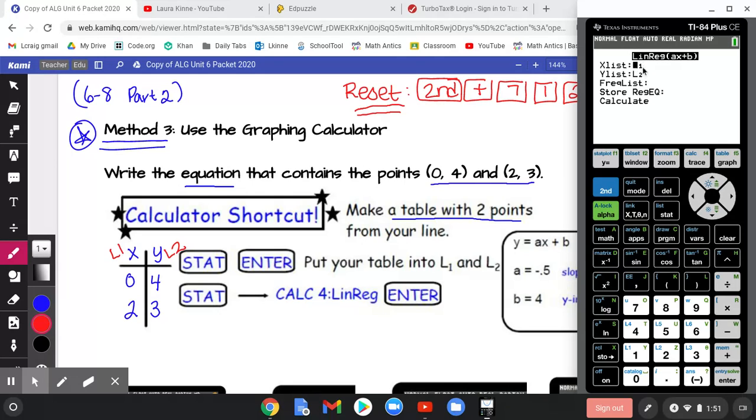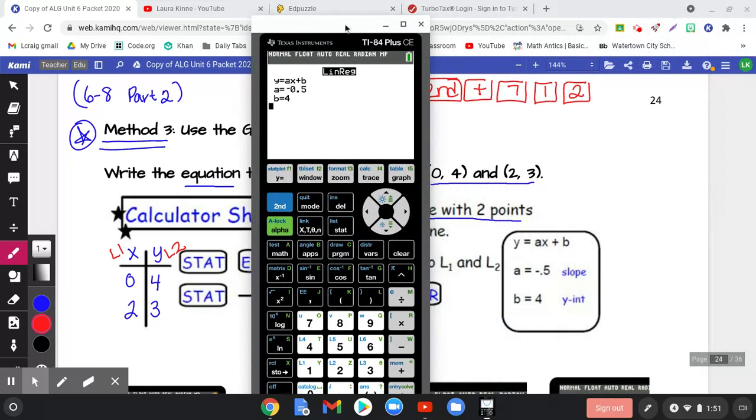You can just hit 4 or arrow down and hit enter. Now this is just saying, okay, are your x's in list 1? Are your y's in list 2? Just go down and hit calculate. And now what you see here is this. And remember, the a is the same as your m. So it's like mx plus b. Why they didn't use m, I don't know. But it tells you what the equation's going to look like. It tells you what your a is and your b is.